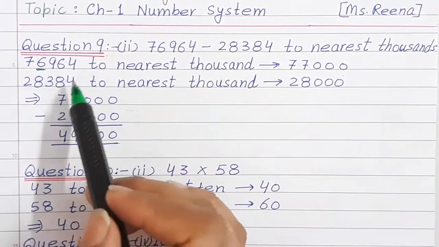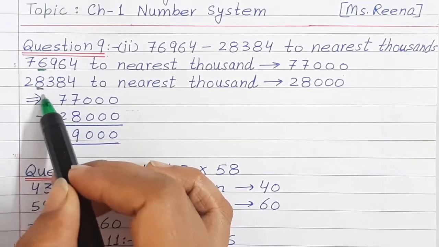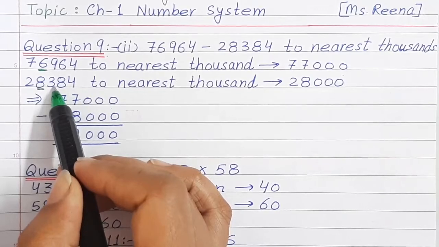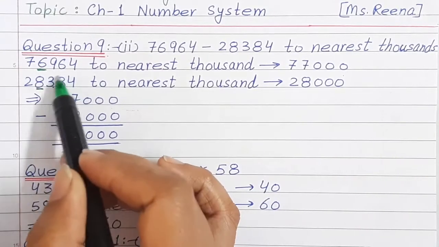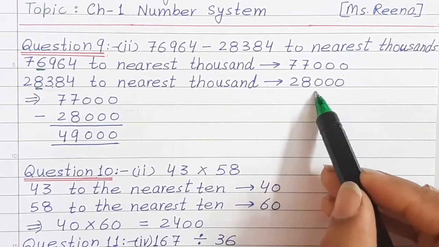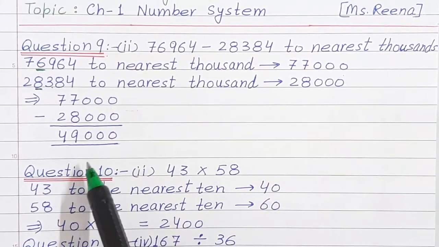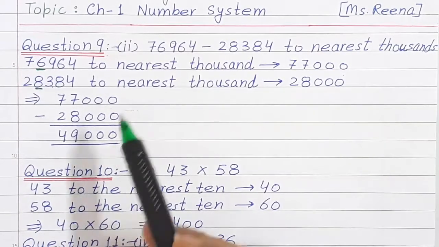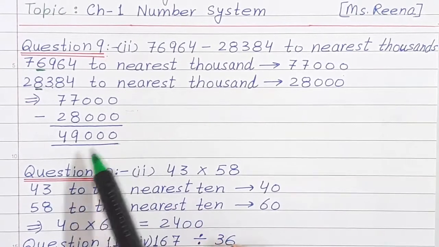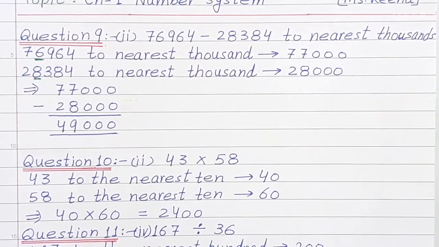Similarly, the next one: the digit at the 1000 place is 8 and at the 100 place is 3. 3 is less than 5. So 8 stays and 3 and 4 will become 0. So it will become 28,000. Now let's subtract the two values. So the answer, after subtracting the two values, is 49,000. Clear? Now see the next question.